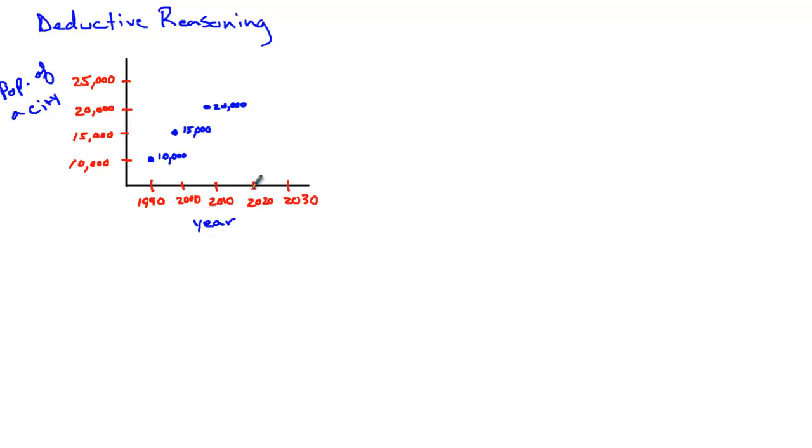And in the year 2020, well, it hasn't happened yet, so we have no idea what the population is going to be. But I'm going to go ahead and write up here a prediction. I think that the population in 2020 will be 25,000 people.